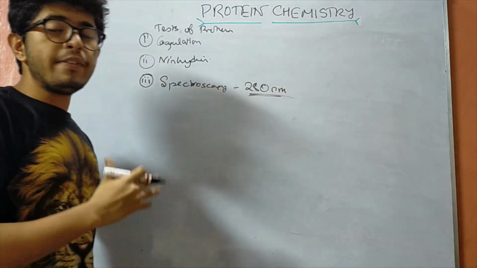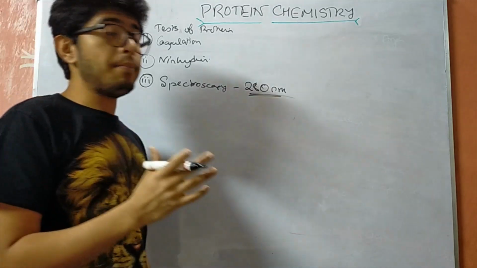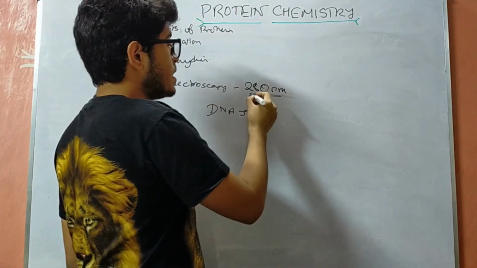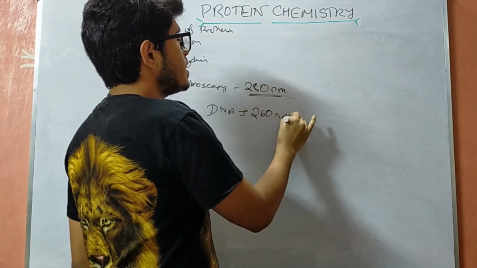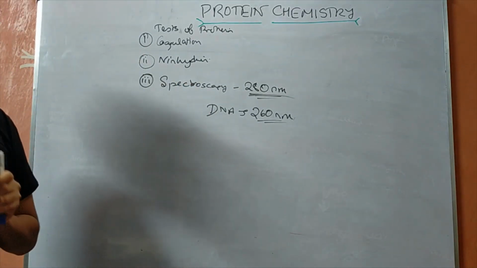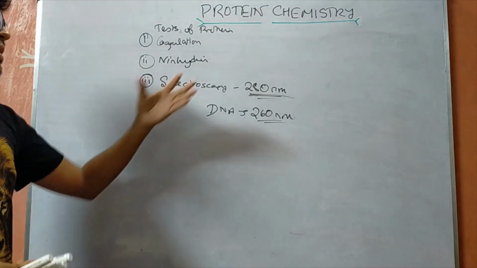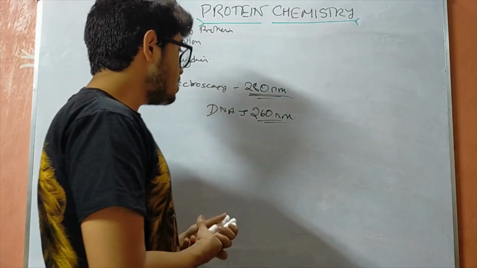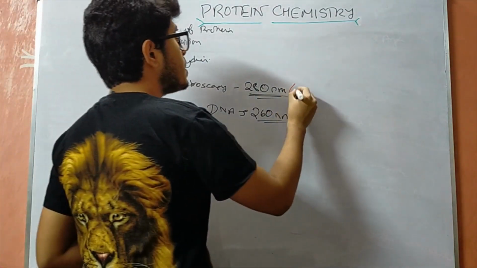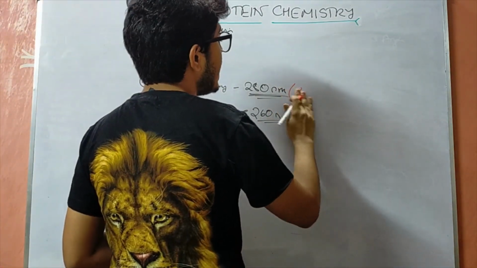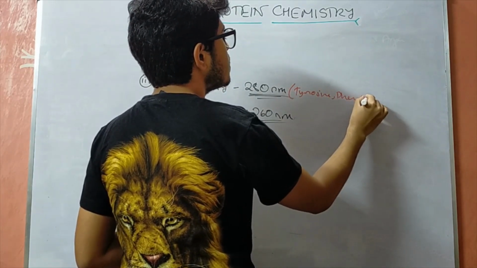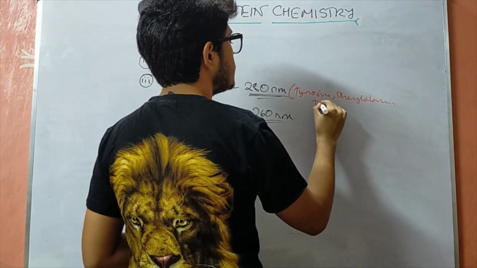So how do we differentiate between a protein and a DNA sample? DNA in general has the tendency to show absorbance at about 260 nanometers. So there is a slight difference between proteins and DNA molecules, which helps to separate proteins from a DNA sample. Protein molecules show absorbance at about 280 nanometers due to the presence of amino acids like tyrosine, phenylalanine and tryptophan.